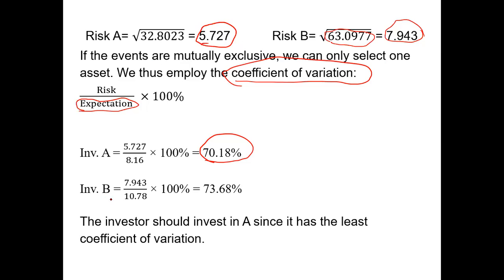Okay. Then for asset B, you apply the same concept. Then here you get 73.68, which simply means that 73.68% of the expected return of asset B is risky. Now, in doing this, it means that we select asset A because it has the least coefficient of variation, or it has the least relative risk. Okay. So that is the concept of risk and return by applying the idea of probabilities. Okay, so this is the first aspect of the probability distribution.